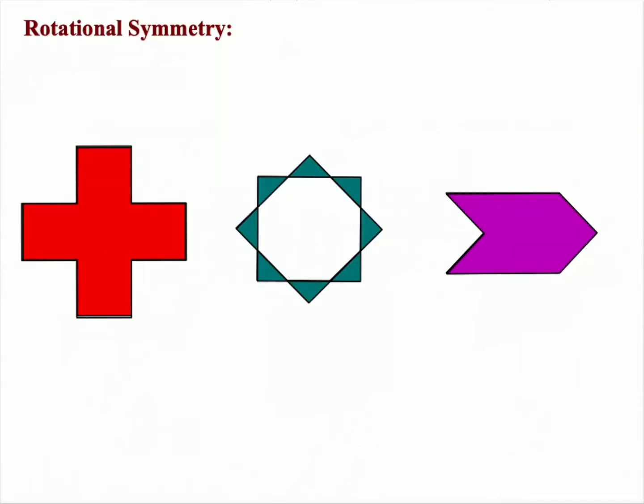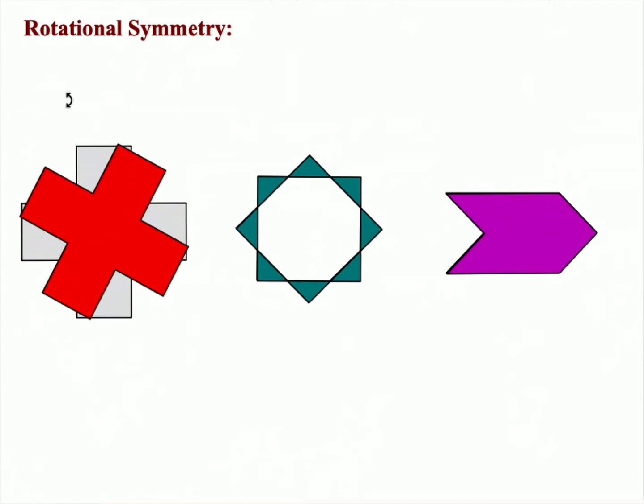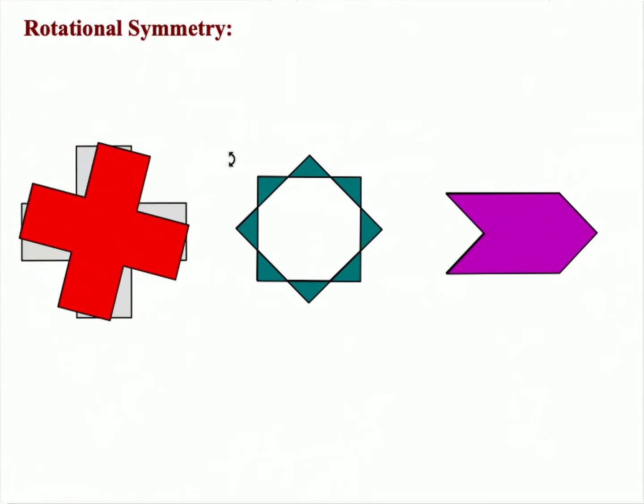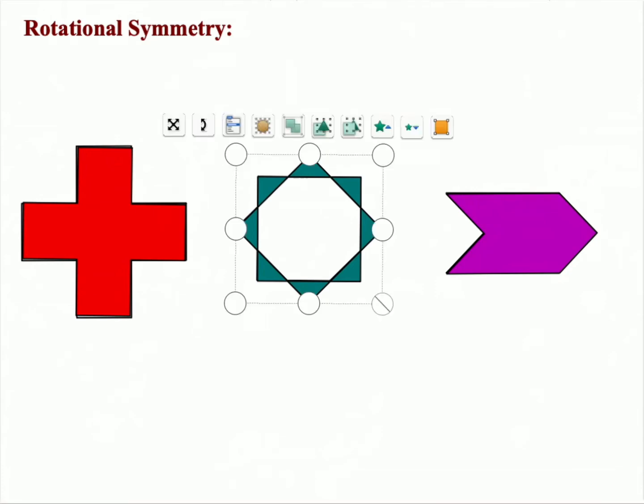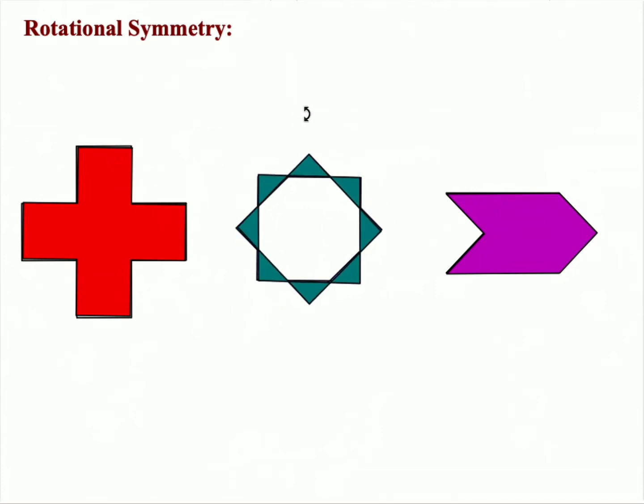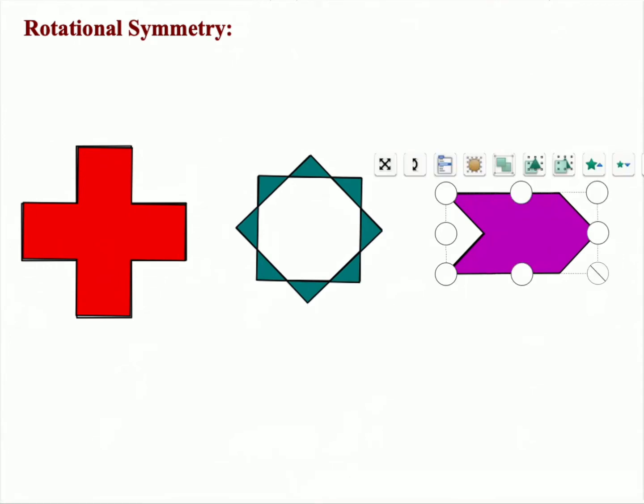So for rotational symmetry, we're actually picturing turning those shapes around to see if they would be like images of themselves. And you can see that this cross worked nicely for that. And I think this next one should work okay too, right? As we turn it, it has little pit stops where it matches up with itself. So that's rotational symmetry.